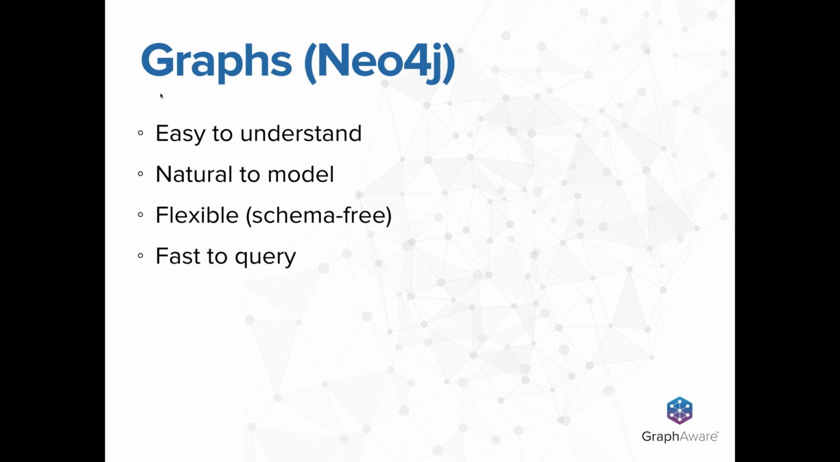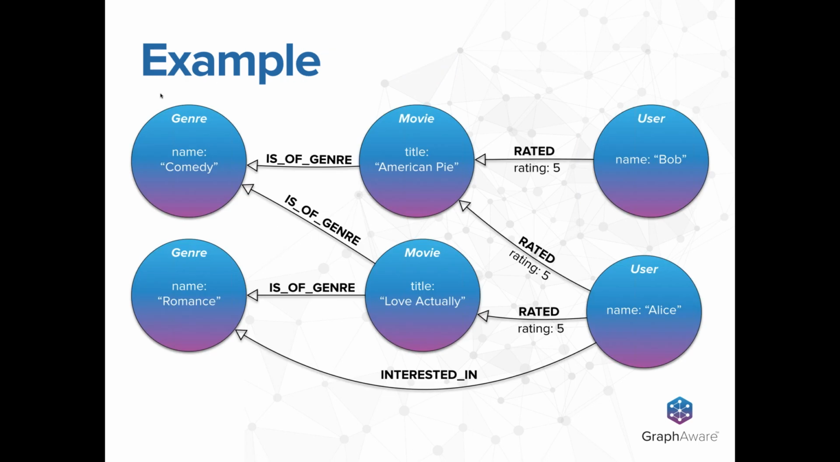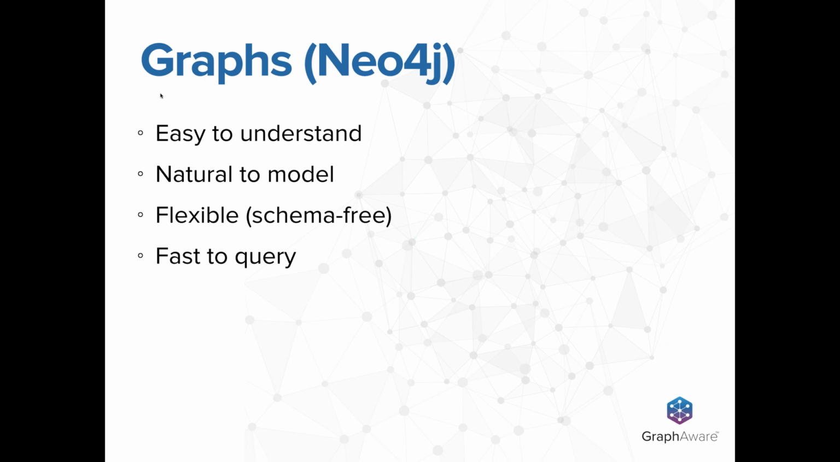Graphs are very good for these engines for a number of reasons. The first one is they're very easy to understand. I've just shown you a graph, and you could instantly see what that means: users rated movies, there are some genres, and so on. So you can read it without any prior knowledge of anything. The other reason why graphs are a good fit for recommendation engines is that graphs are a very natural way of modeling these domains. In this case, we just draw it on the whiteboard, using circles and arrows, and that's what the graph looks like at the end.